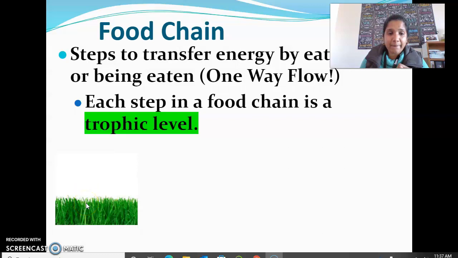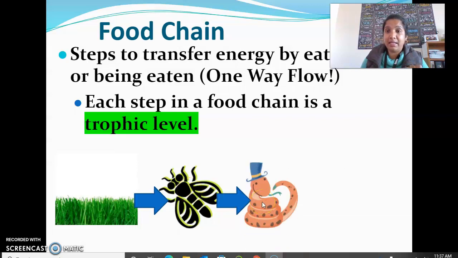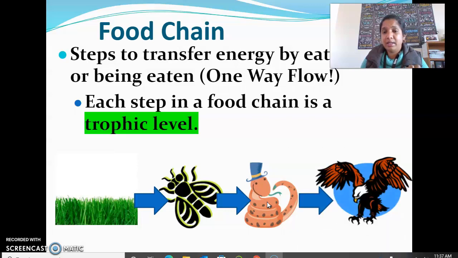So grass is eaten by a grasshopper. And the grasshopper is eaten by a snake, a reptile. A reptile will be eaten by a vulture. So this is the food chain in a forest ecosystem. This is how energy flows or gets transferred from one organism to another.